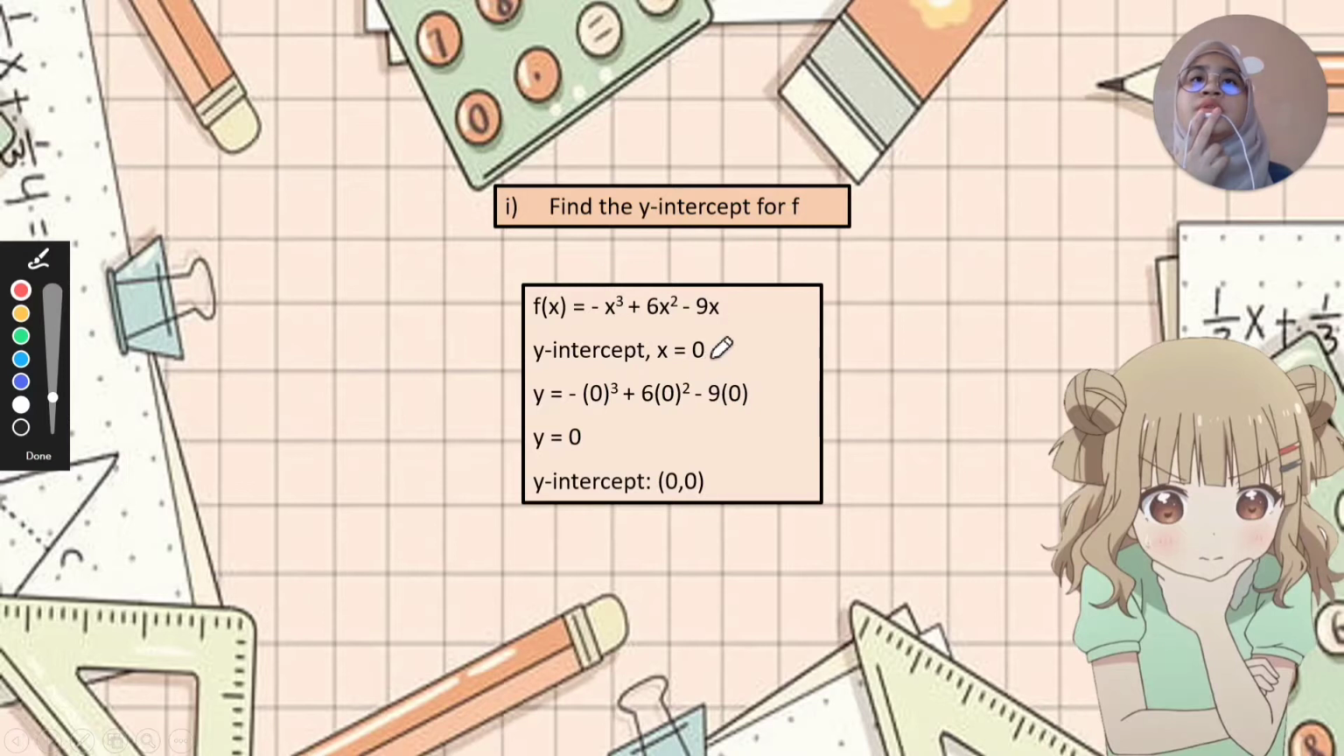So what we are going to do is just replace the x value into this f(x) equation, and then you will get it like this. After you calculate, you will get that y equals 0. So the y-intercept is (0, 0).